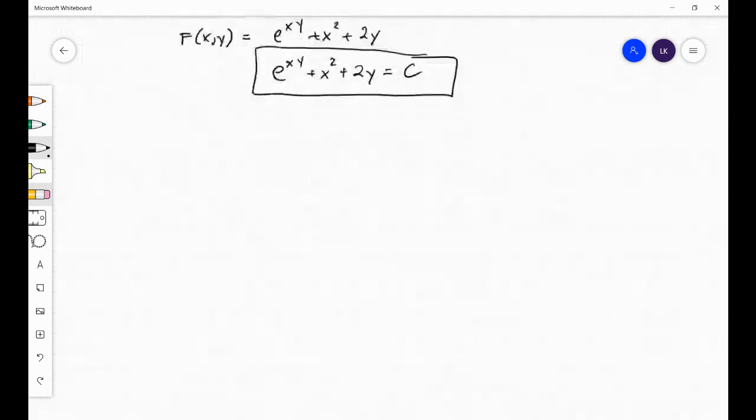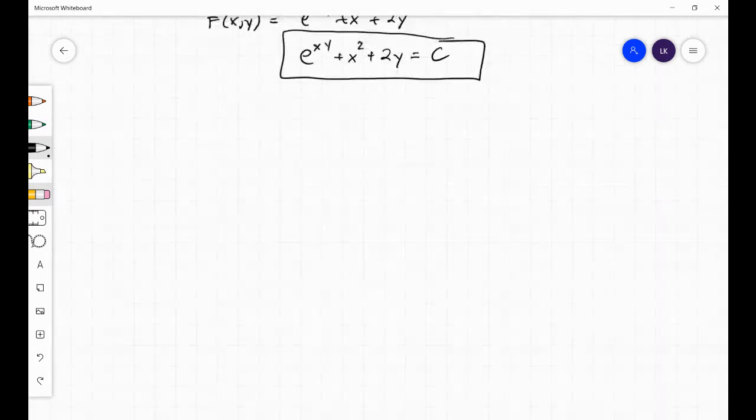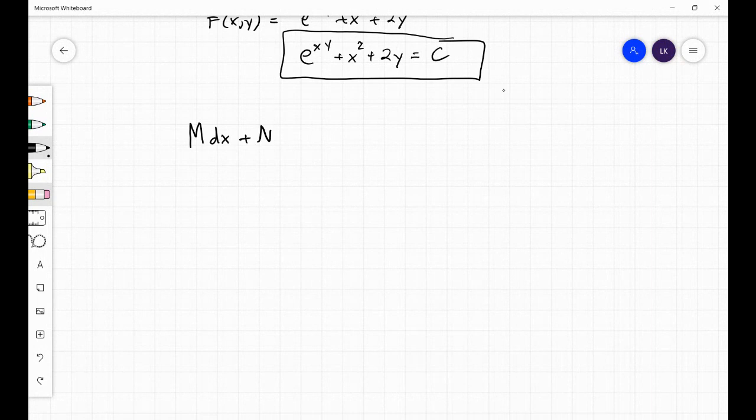So to reiterate the procedure here, if you have a differential equation, let's say in this differential form, if the derivative of m with respect to y equals the derivative of n with respect to x, it's an exact differential equation, in which case we can use this method of finding a solution in this form.